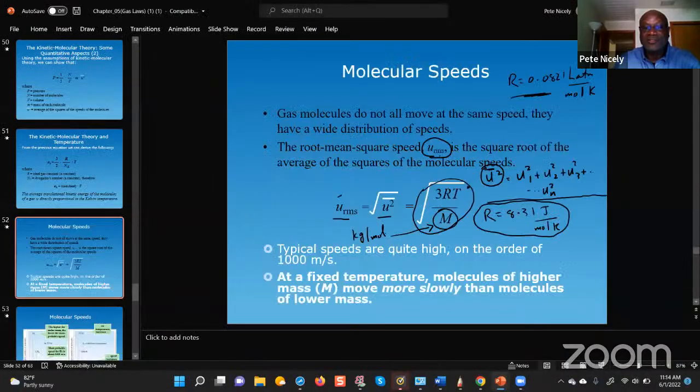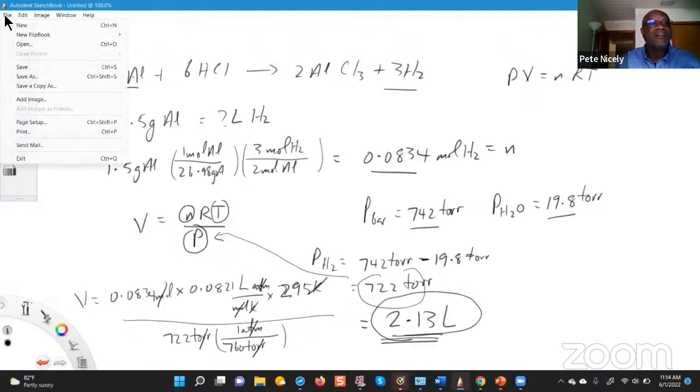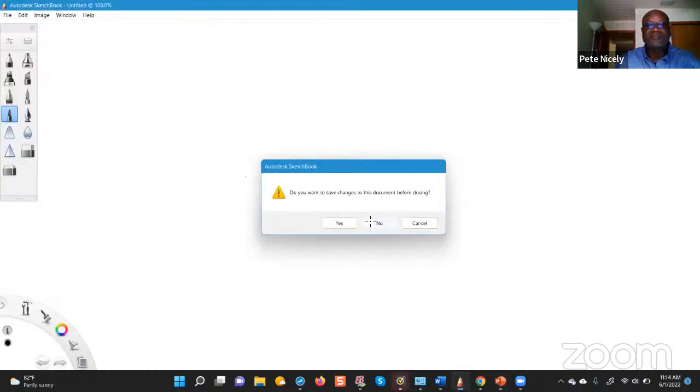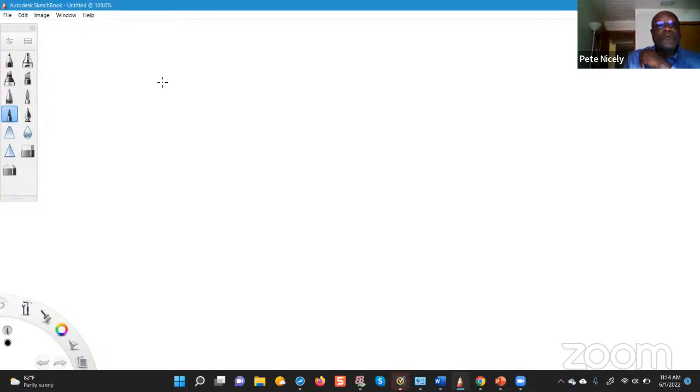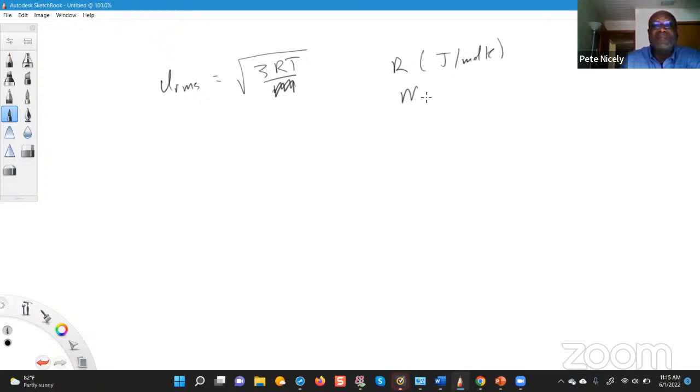And let me go back to my writing tablet here. Let me get rid of this here. Okay, so the equation that I just showed you is this. The root mean squared speed of the gas will be equal to the square root of 3RT over M, all right? Now, what I'm going to do is show you why R must be expressed in joules per mole Kelvin and M must be expressed in kilograms per mole.